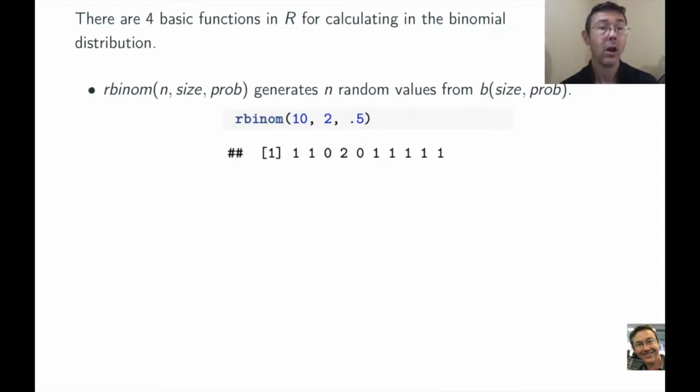For instance, rbinom of 10, 2, 0.5 generates 10 random values from the binomial distribution with sample size 2 and probability of success on any individual trial of 0.5.